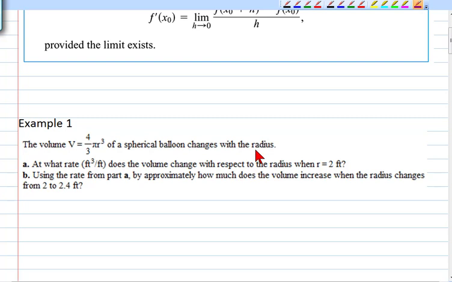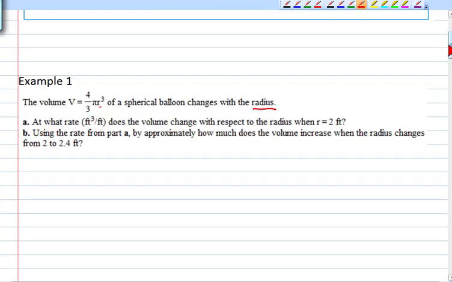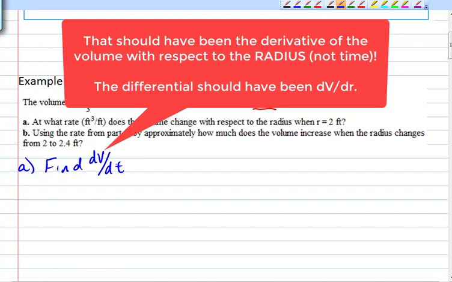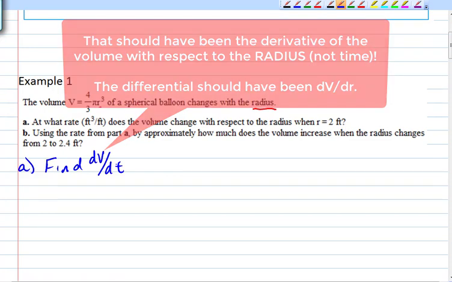And do you remember the different notation we have for the derivatives? There's no need to review that. Okay, so right here, this is our variable in this formula. The question then is, at what rate does the volume change with respect to the radius when r is equal to 2 feet? The first thing we need to do with this problem is find the derivative of v with respect to time. By finding the derivative of v with respect to time, we can find the rate of change.